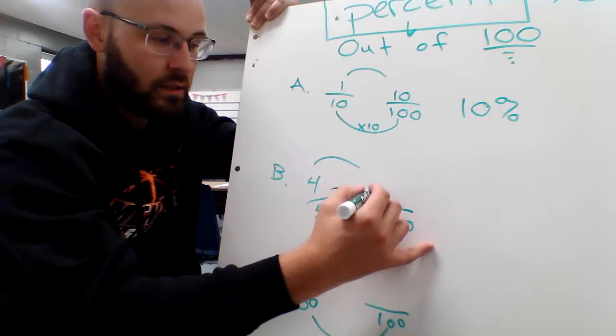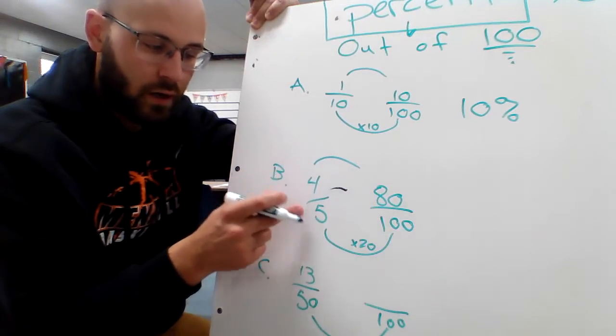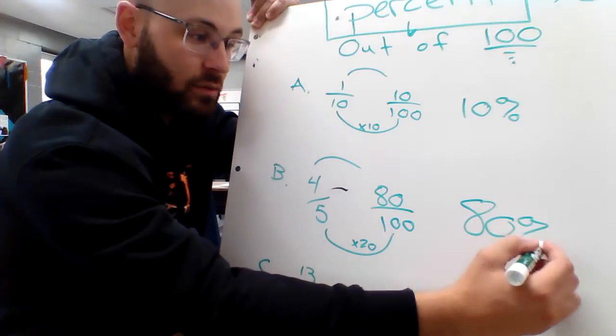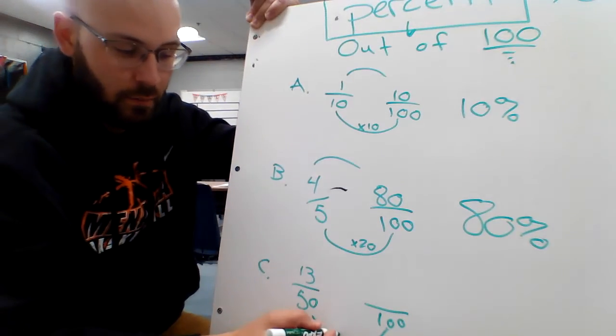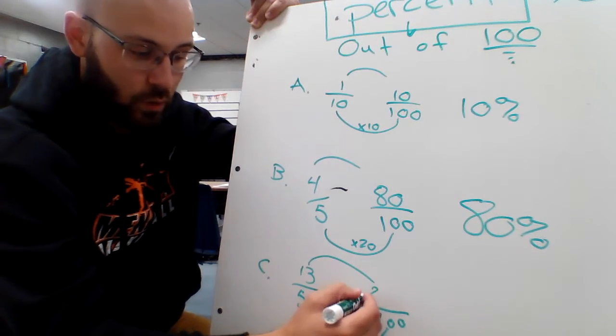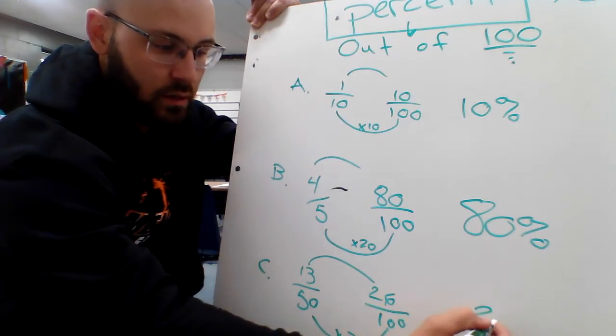5 times 20 is 100. 4 times 20 is 80. If I did something 4 out of 5 times, well, then I did it 80% of the time because that's what it would have been if it had been 100. 50 becomes 100 by multiplying by 2. 13 times 2 is 26. It's 26%.